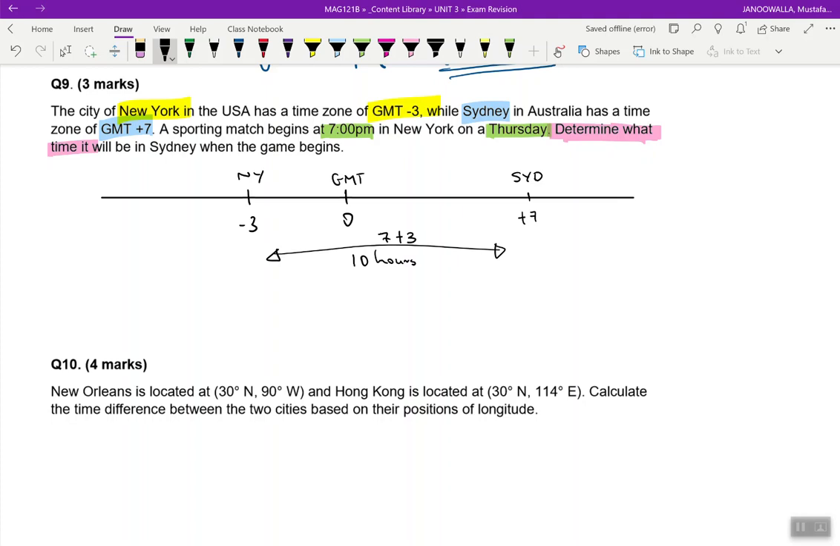Okay, so now that we've done that, we know a sporting match in New York is going to start at 7 p.m. on a Thursday. We want to know what time and day it will be in Sydney. So we know Sydney is ahead 10 hours, so 7 p.m. plus 10 hours is equal to 5 a.m. the following day on a Friday. It's as simple as that, 3 marks.